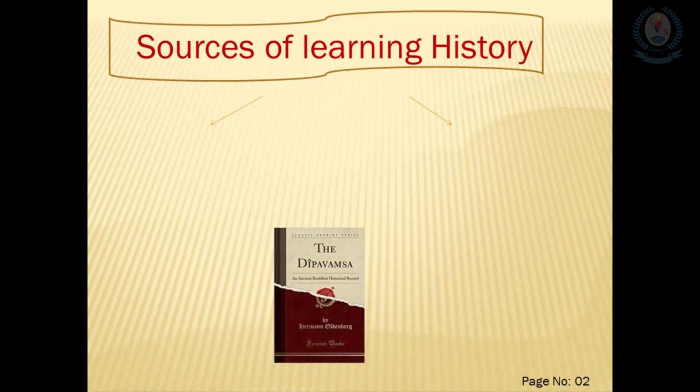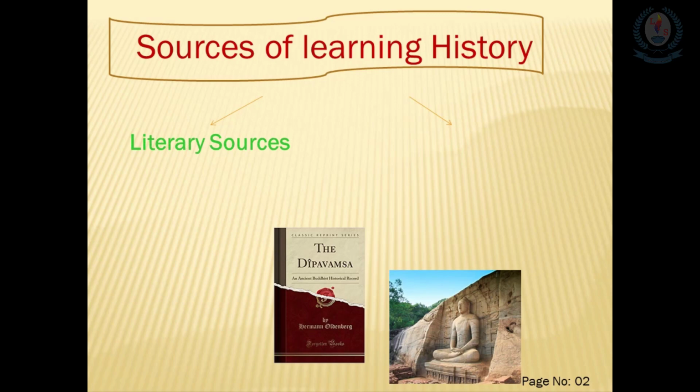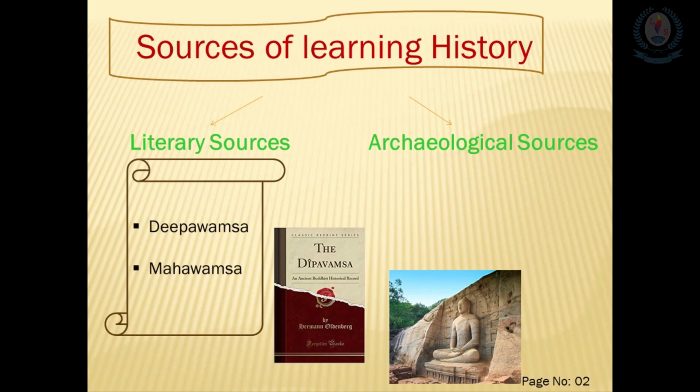Some books and some statues, coins, they help us to learn history. So these sources can be divided into two categories. First one is literary sources. Second one is archaeological sources. What are these literary sources? Literary sources means books, articles, maps. Some examples for literary sources: Deepavamsa, Mahavamsa.